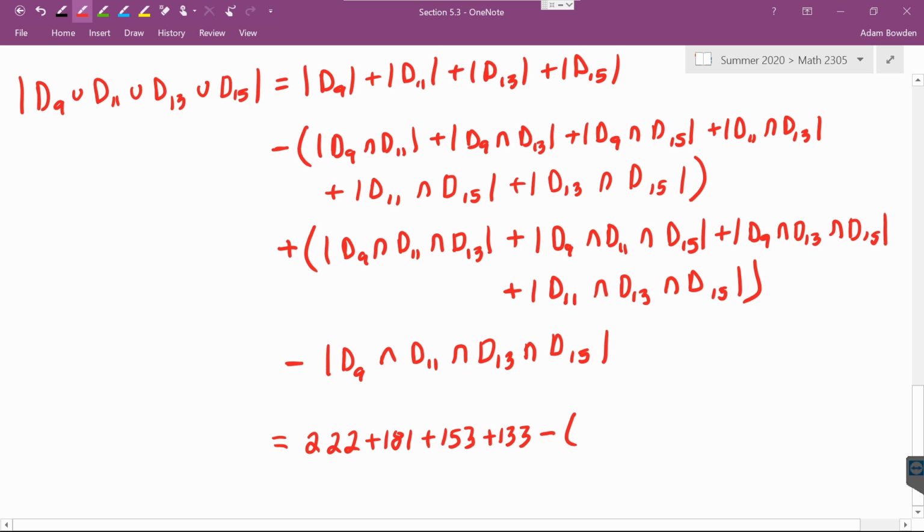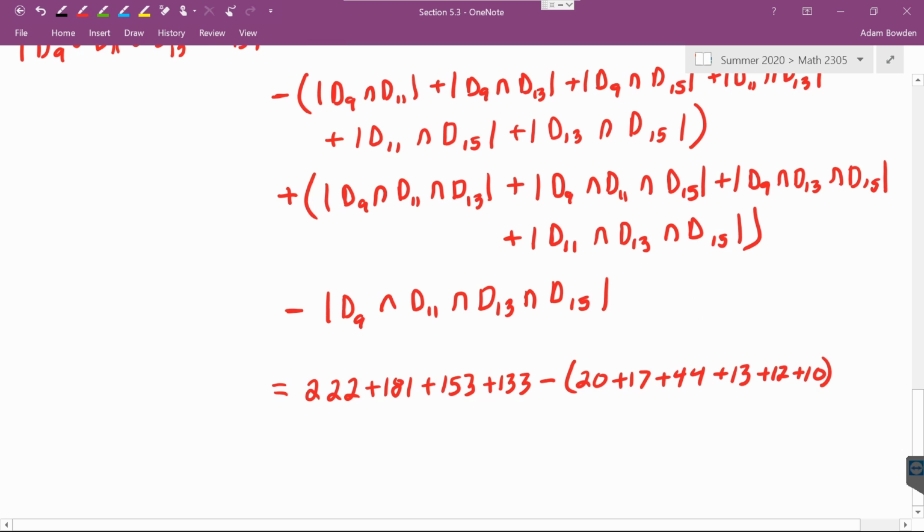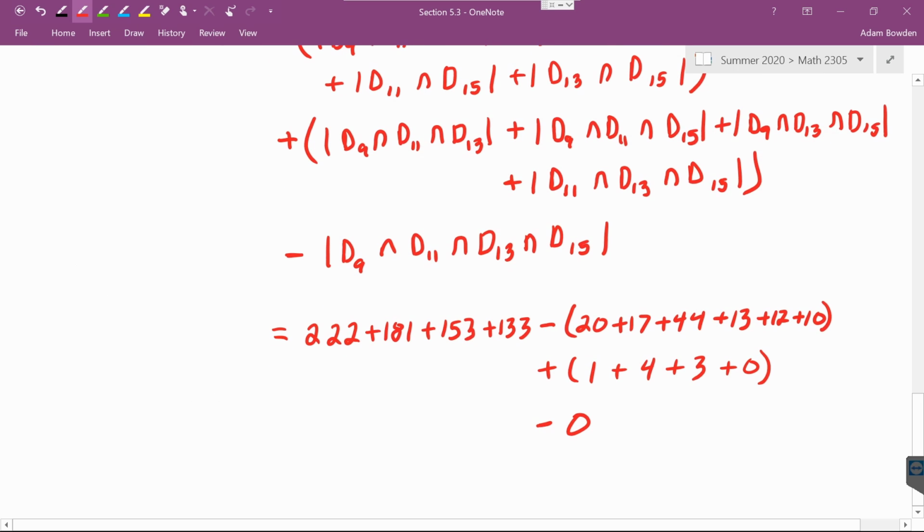And then the intersections 2 at a time, we subtract 20 and 17, 44, 13, 12, and 10. And then from the other intersections, we have 1 and 4 and 3 and then 0. And then finally, the last number is 0. So when we put these all together, we get 581.